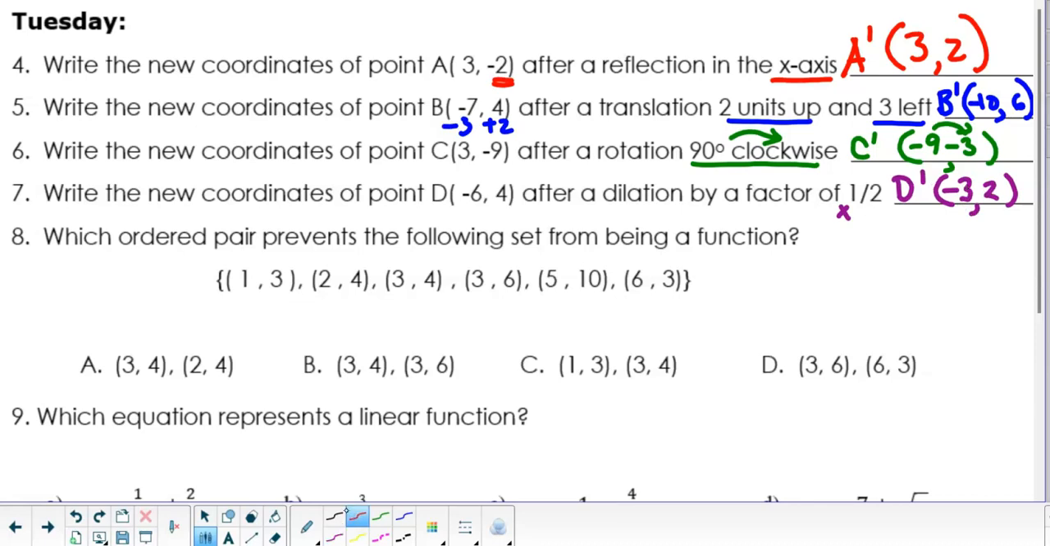Question number 8. Which ordered pair prevents the following set from being a function? If you're a function, you can't have any repeating x values with different y's. No repeating x's with different y's.